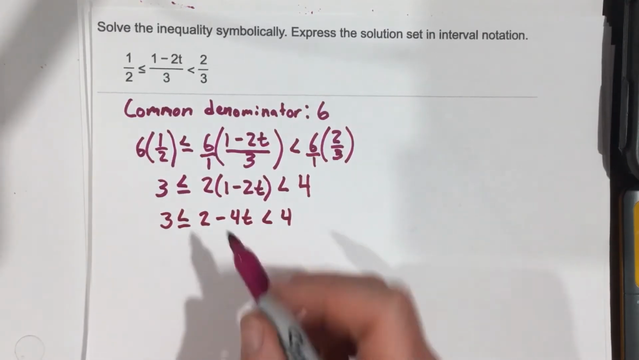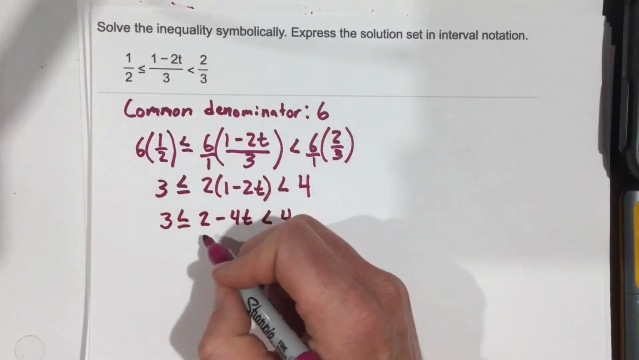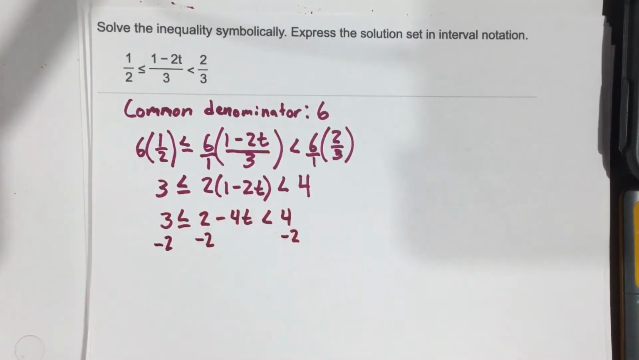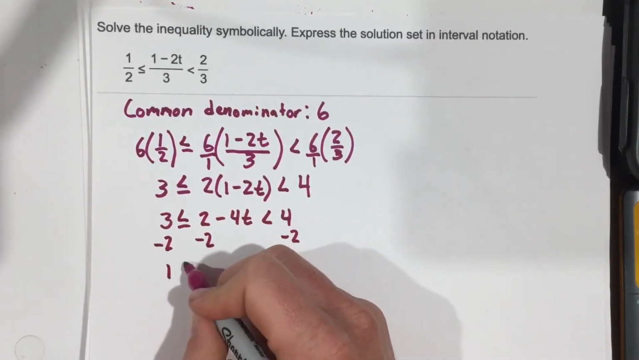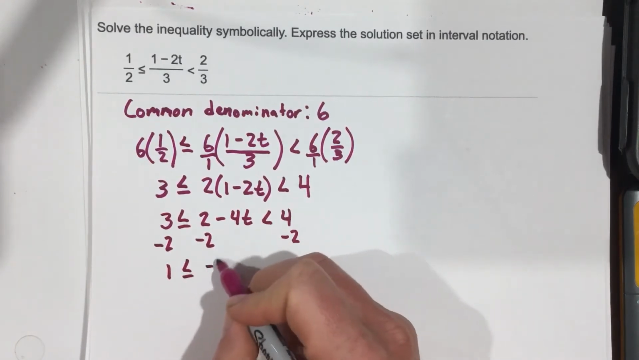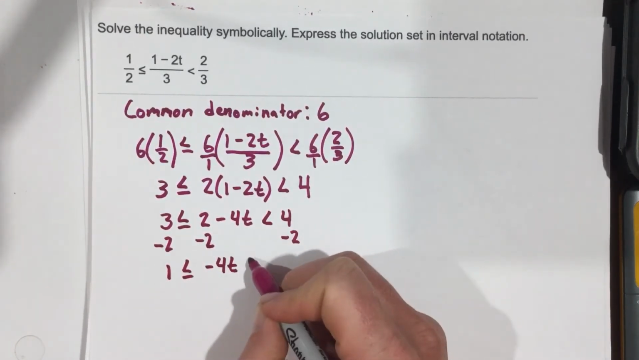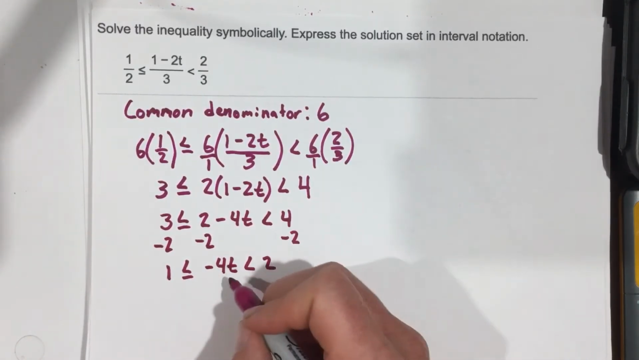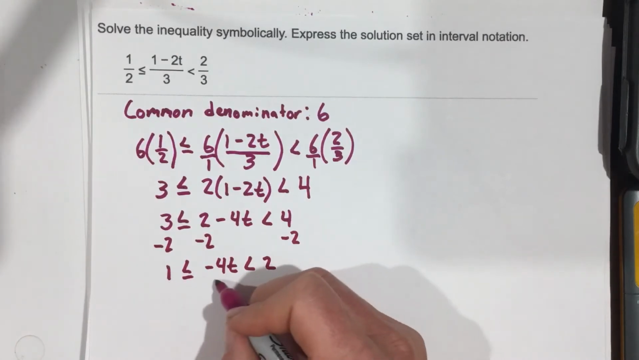And because we have 3 sides again, this is a compound inequality, we're going to subtract 2 on each side, and that's going to give you 1 less than or equal to negative 4t, less than 2. Finally, we're going to divide by negative 4. So when we divide by negative 4, we do that to each side.